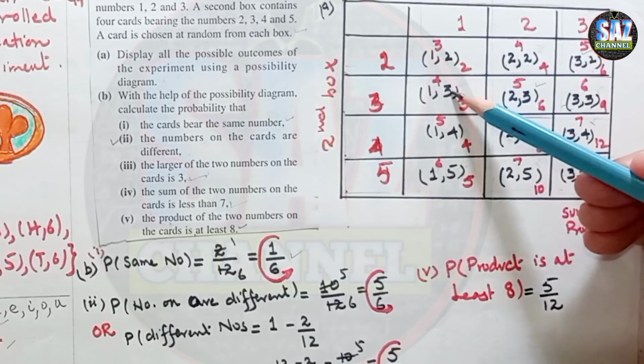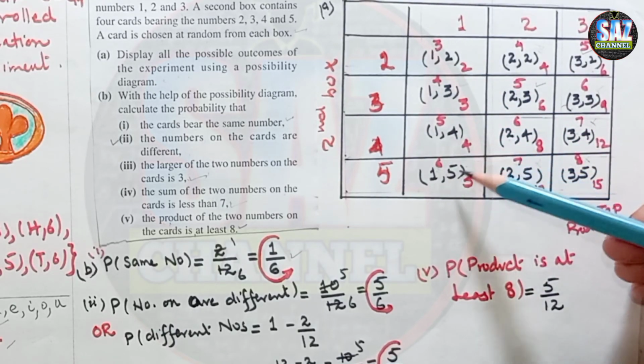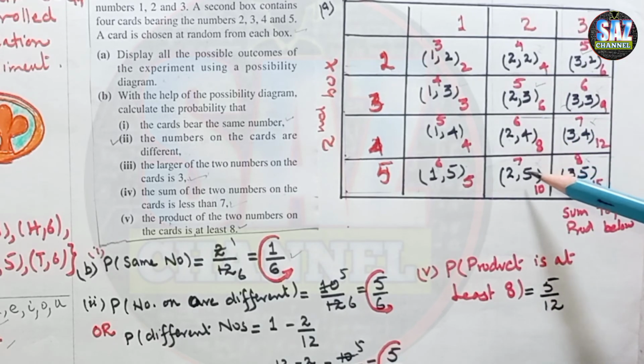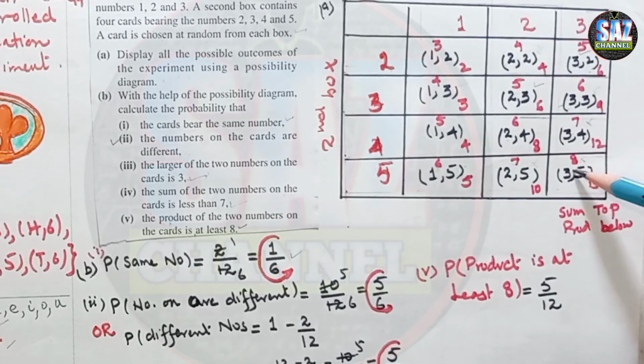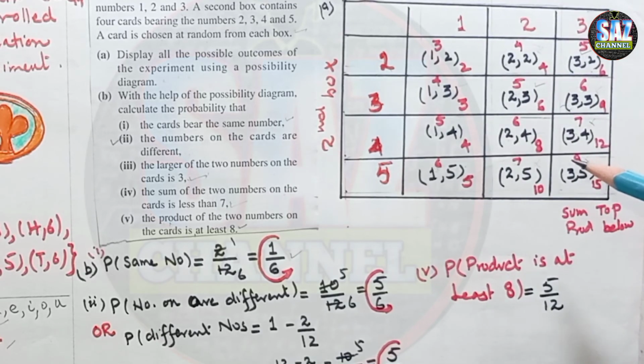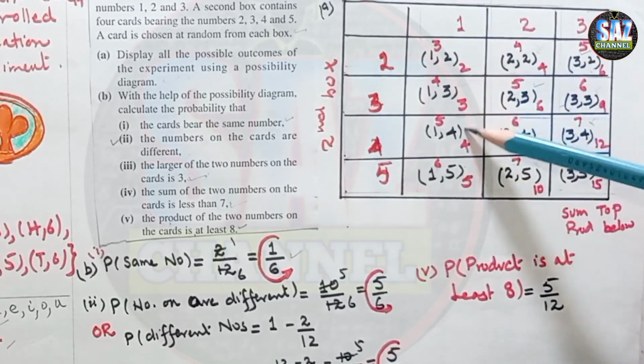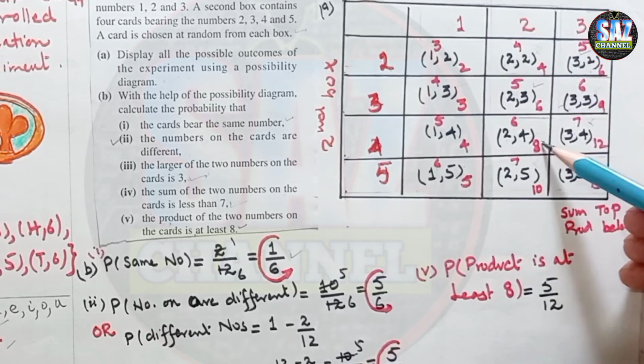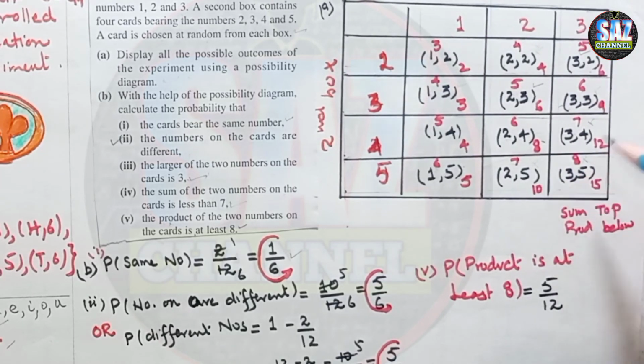2 multiplied by 1, 3 multiplied by 1 is 3, 4, 5, 2 2s are 4, 3 2s are 6, 2 4s are 8, 2 5s are 10, 3 2s are 6, 3 3s are 9, 3 4s are 12, and 3 5s are 15. And we need the product which is 8 or more than 8. This is 8, first chance, this is the second chance, this is third, this is fourth, and this is fifth.